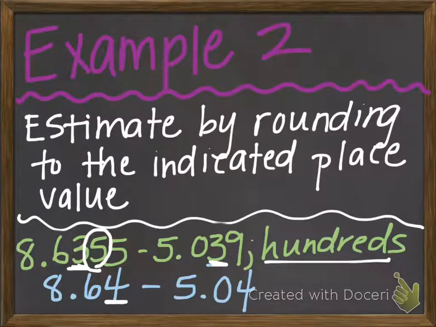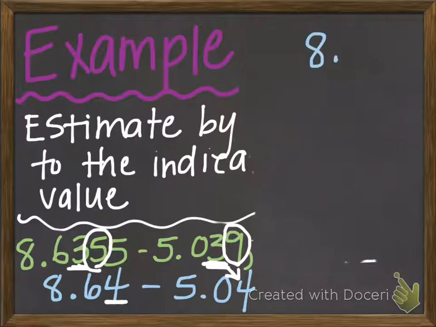On my next term, I look at the 3 and then I look at the number to the right of it. 9 is obviously greater than 5, so I'm going to round my 3 up to a 4. So that's where I get those numbers. Alright, let's continue to solve this problem.